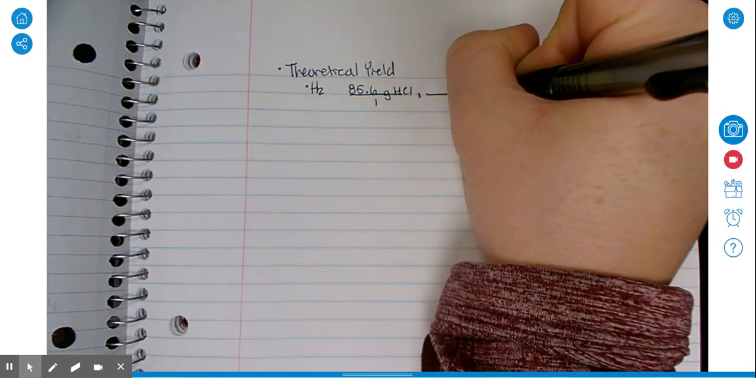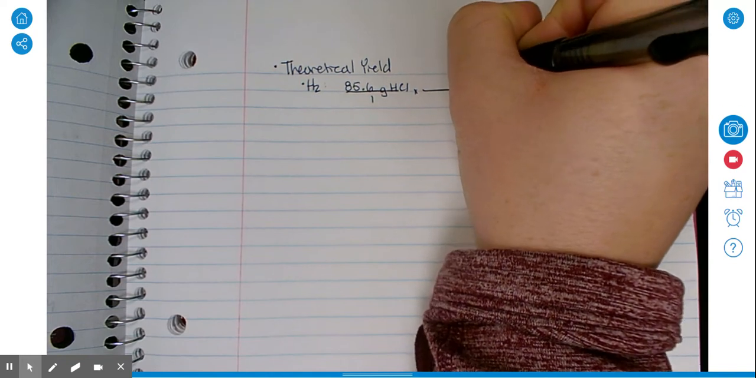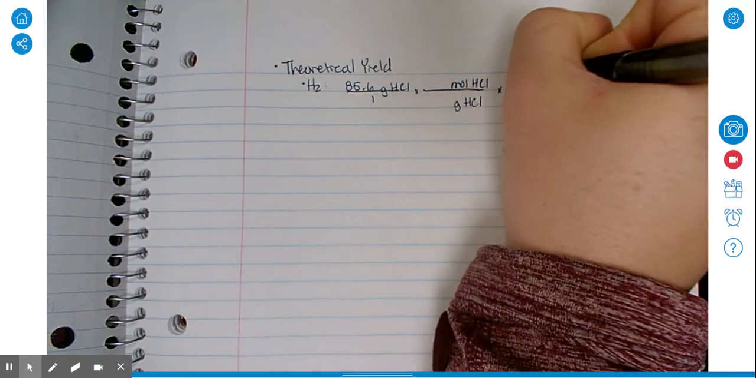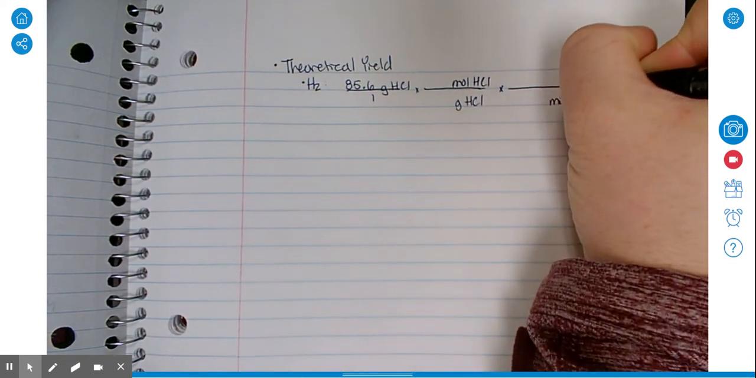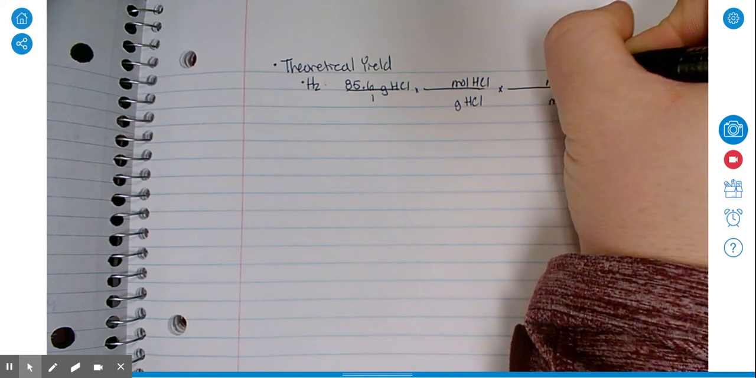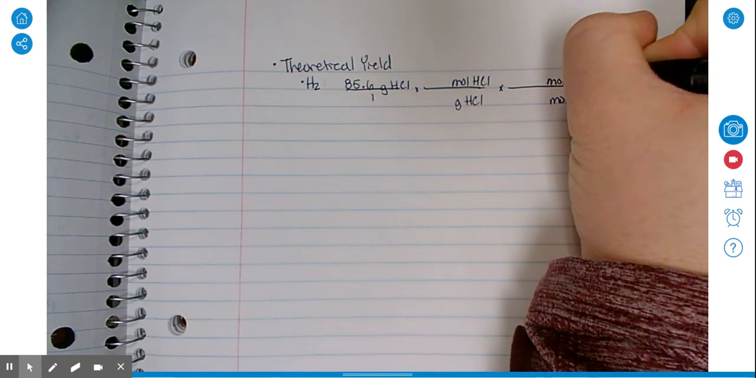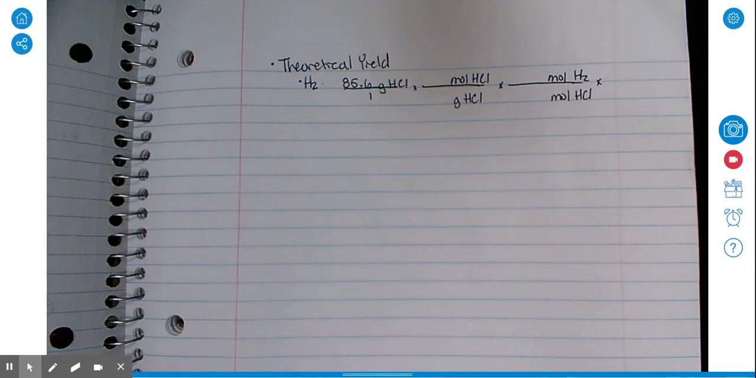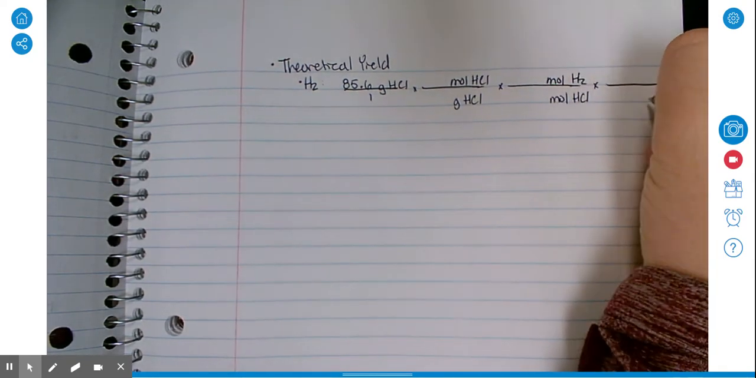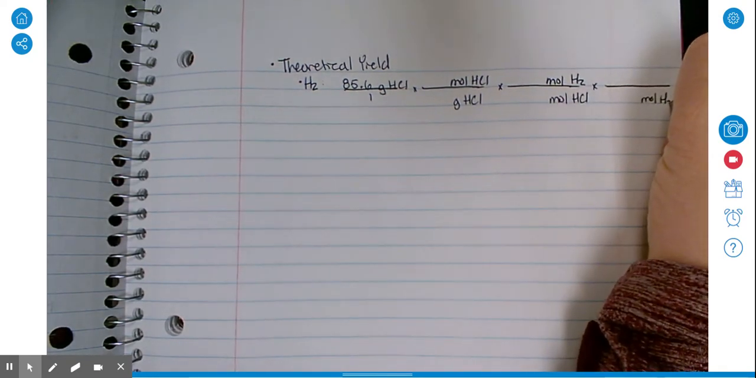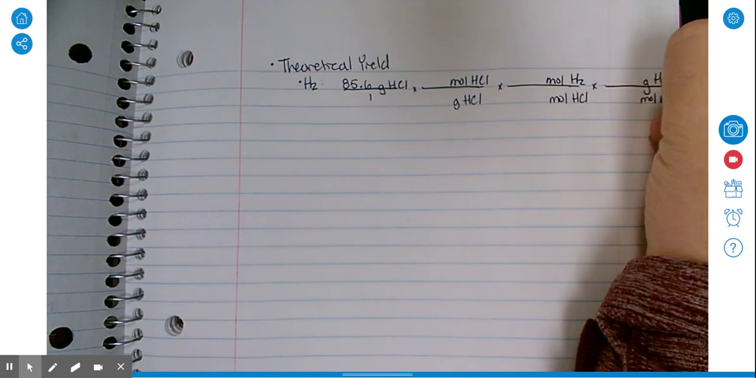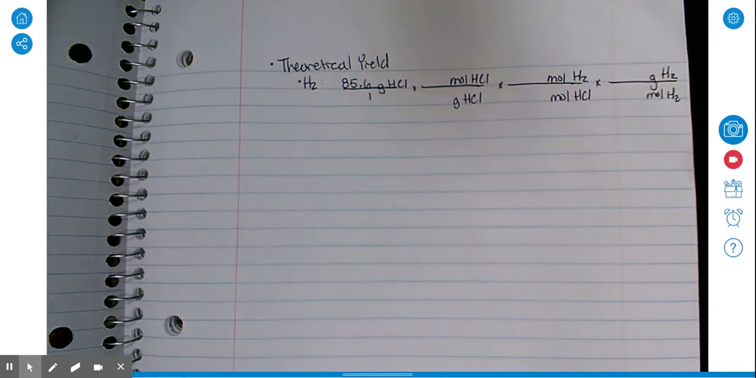From grams of HCl, I can go to moles of HCl. From moles of one substance, I can go to moles of another. This time I'm going to H2. And from moles of that substance, I can go to grams of that substance using the molar mass bridge.